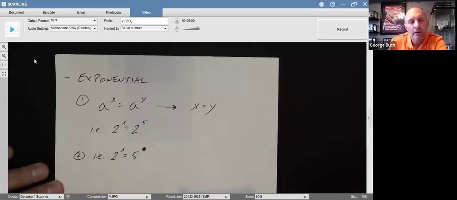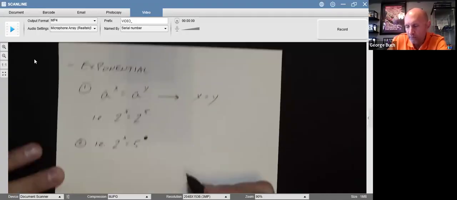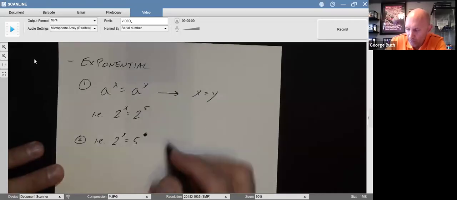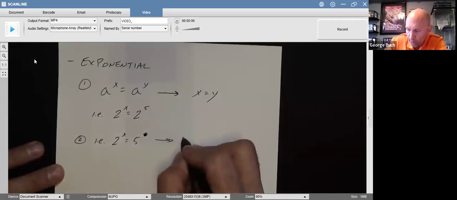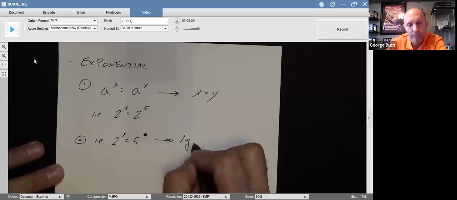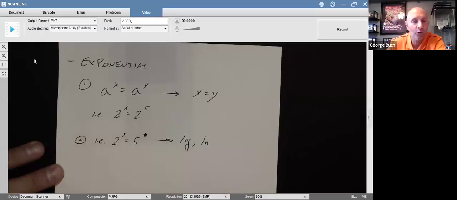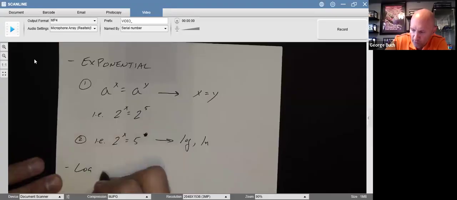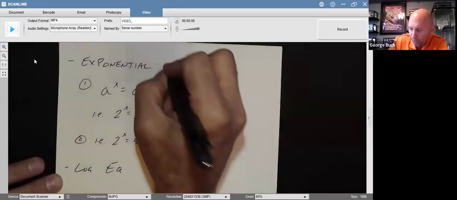Well, in this case, I can't write 5 as 2 to some power. And so the only thing I can do here is either use your log or your natural log. And then use your calculator, or if this is on a test, obviously you don't get a calculator, so just leave it as x is equal to log of something, and that's it. You obviously don't have to go any further. So those are the two types of exponential equations, or how we're going to solve them.